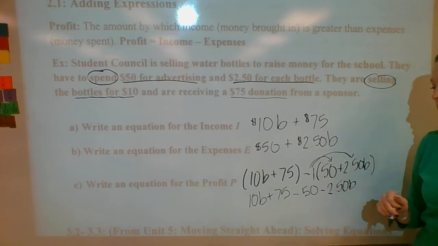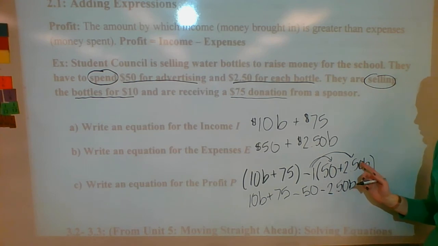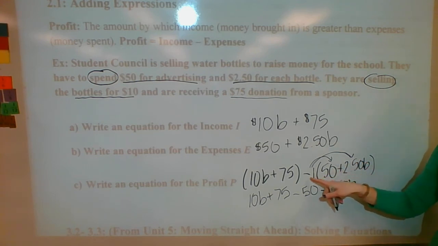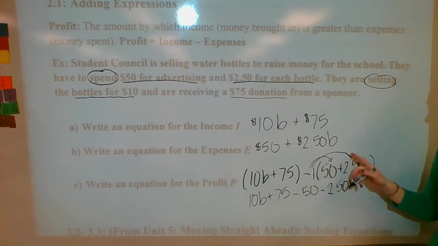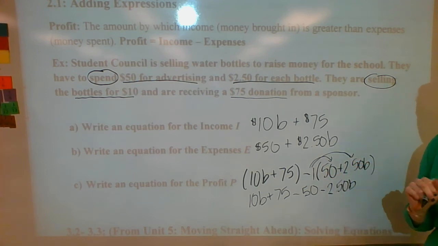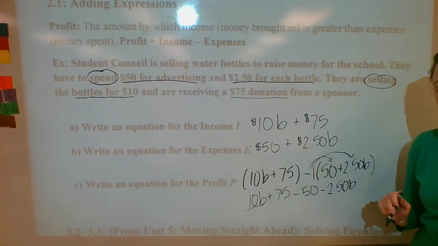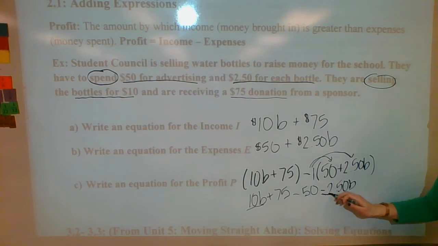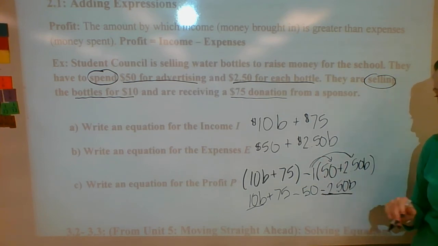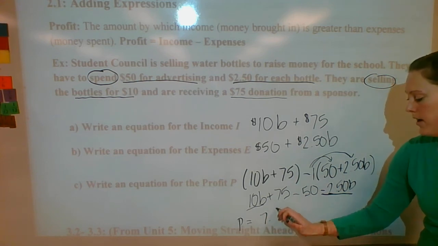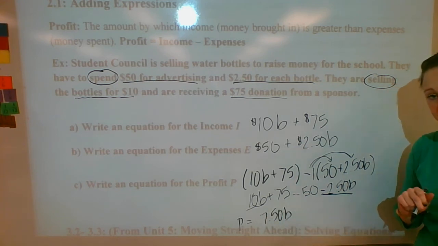Be careful on the homework tonight. If you have more expenses than just 2 or 3, that's okay. List all of them in parentheses. And when I distribute, my negative sign does go to everything that's listed in my expenses. For my final answer, I do want to combine my like terms. So if I'm making $10 per bottle for an income, but I have to spend $2.50 to make it, my final answer for profit is $7.50 per bottle.